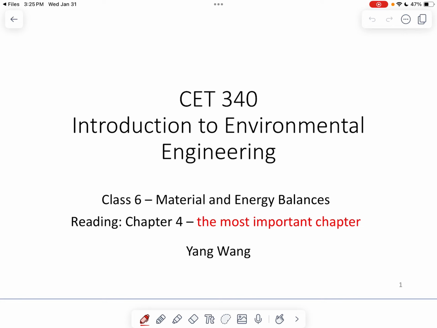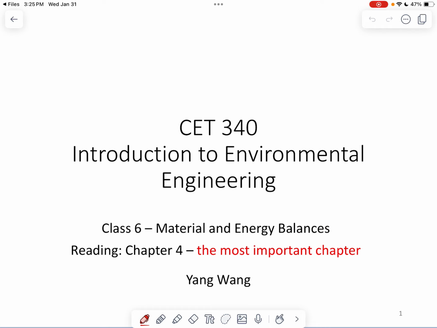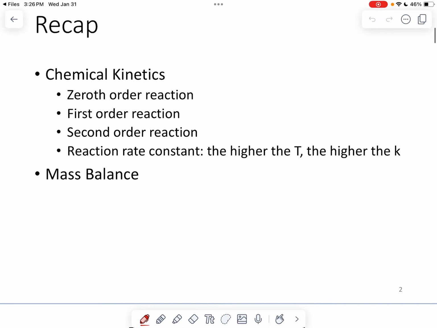So this class we're going to talk a little bit more about the materials and energy balance. The corresponding reading in your textbook is going to be chapter 4, and I also feel that this is probably the most important chapter that you will use throughout the class. This is mainly because we're going to use this similar concept when we apply our chemistry to the design of wastewater treatment, drinking water treatment, or air pollution control devices.